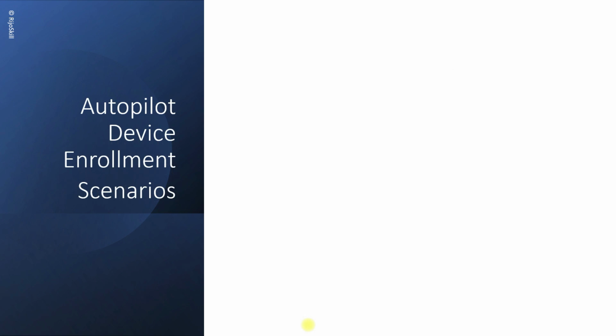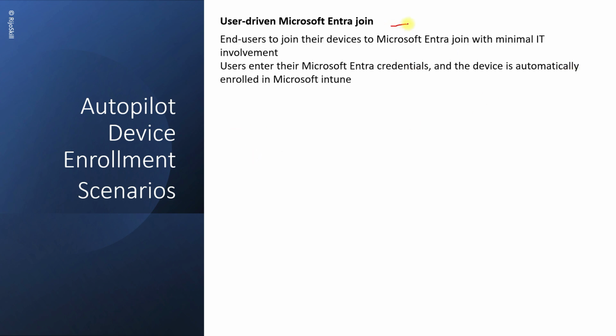So what scenarios can we use for Autopilot device enrollment? The first one is user-driven Microsoft Entra join. What is user-driven Microsoft Entra join? It lets the end user join their device to Microsoft Entra with minimal IT involvement. There is no need for IT staff involvement using this method. The user enters the Microsoft Entra credentials and the device is automatically enrolled in Microsoft Intune.